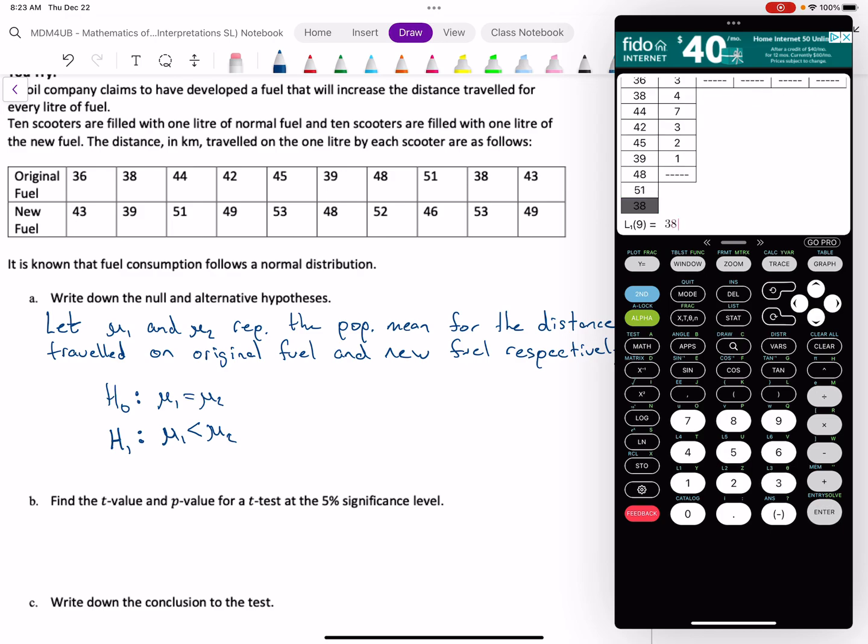And what it will do is it will calculate your mean and standard deviation for you and actually do the t-test based on that. And it will pump all that information out for you. You could always do it separately, find the mean and the standard deviation by using one variable statistics, but this will do it in conjunction with the t-test.